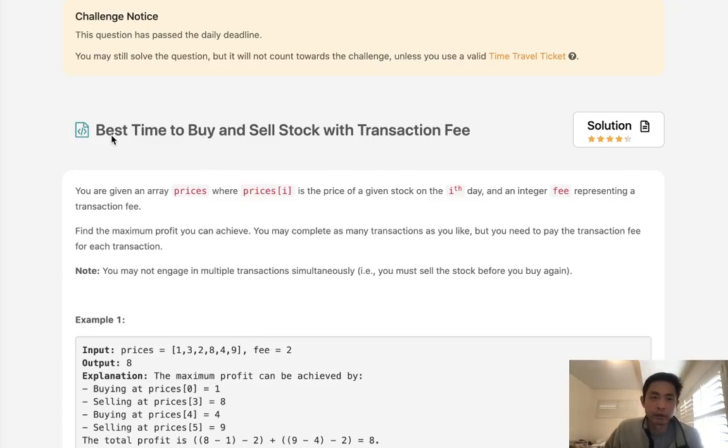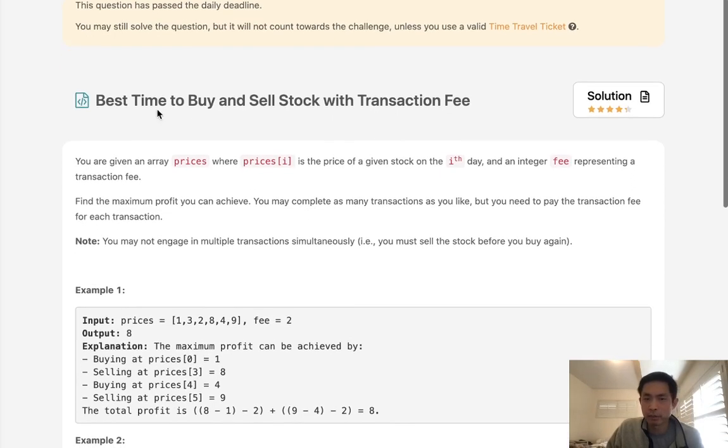Today's problem is called best time to buy and sell stock with transaction fee. You are given an array of prices where prices[i] is the price of a given stock on the ith day, and an integer fee representing a transaction fee. Find the maximum profit you can achieve. You may complete as many transactions as you like.